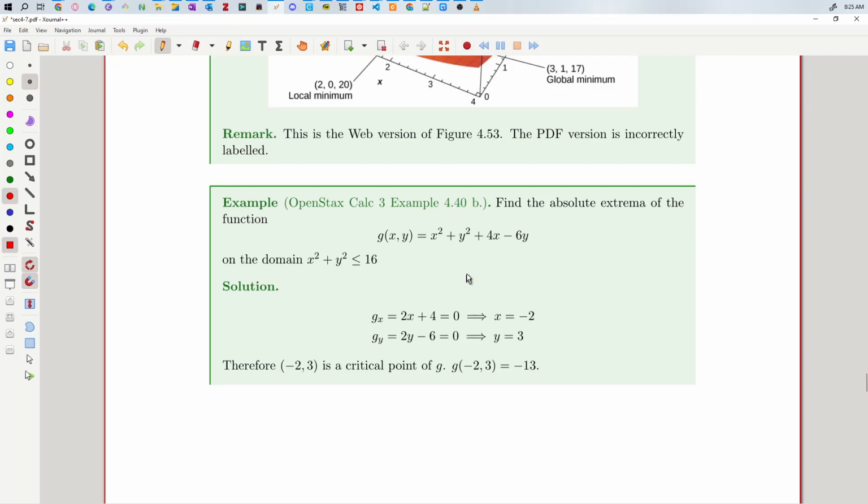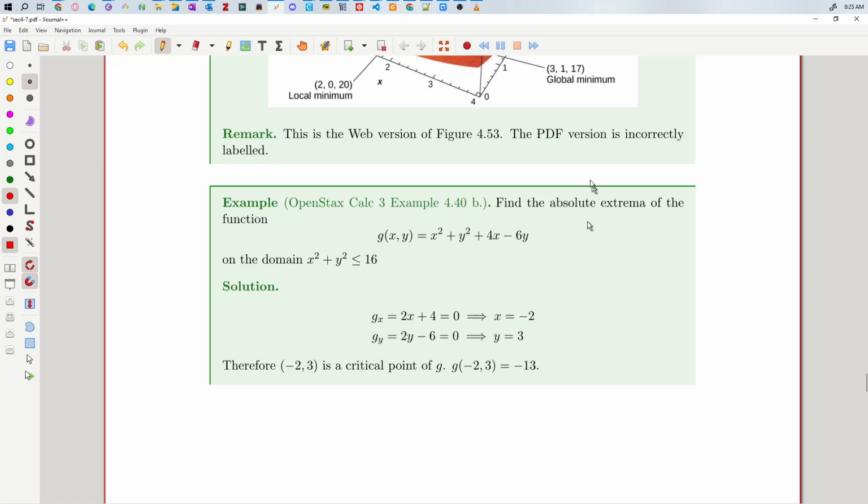So the way we start the process is we set the gradient equal to 0 and solve. Right, so the first derivatives, we calculate them. That's pretty straightforward. 2x plus 4 for the x derivative, 2y minus 6 for the y derivative. Setting them equal to 0 and solving. So this is straightforward, right?